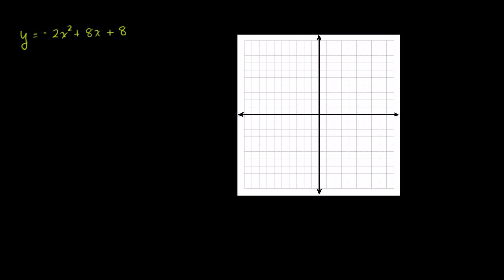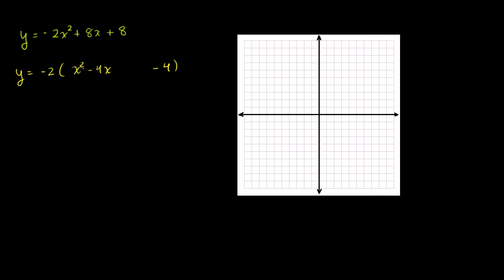So let's think about how we can find either the maximum or the minimum point of this parabola. The best way I can think of doing it is to complete the square. It might seem like a very foreign concept right now, but let's just do it one step at a time. So I can rewrite this as y is equal to, well, I could factor out a -2. It's equal to -2 times x squared minus 4x minus 4. And I'm going to put the minus 4 out here. And this is where I'm going to complete the square.